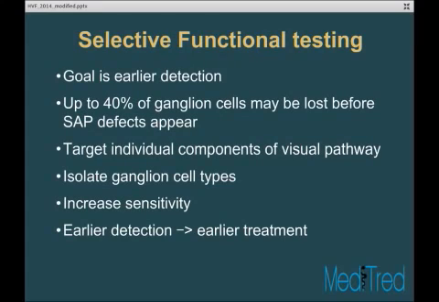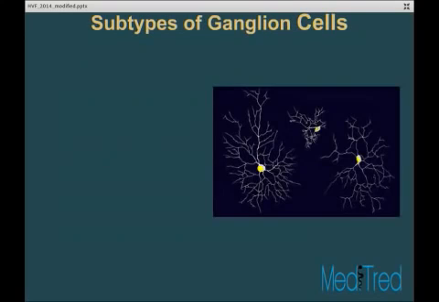So the ultimate goal of selective testing is earlier detection. The big problem with standard perimetry is that up to 40% of the retinal ganglion cells can be lost before we see any functional defects. So this leaves a big window for improvement in earlier detection of disease. Selective functional testing targets individual components of the anterior visual pathway. The goal here is to isolate the response characteristics of different types of ganglion cells to develop a more sensitive test. If we can detect disease earlier, we can start treatment earlier and hopefully improve long-term outcomes.